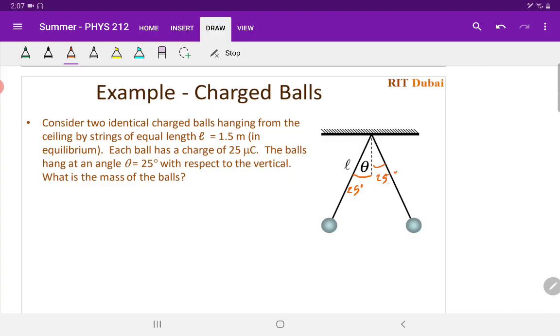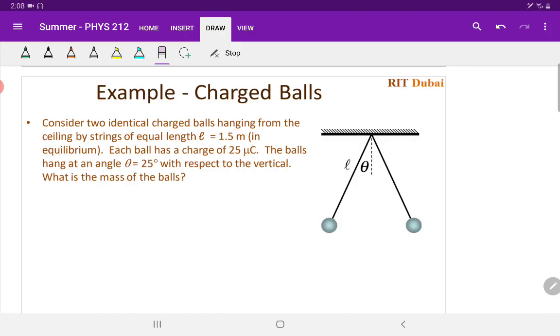This one is 25. Why? Because they are identical. And because of that we have what we call symmetry. Now, what is the mass of the balls? So the question here, we have all of the information that we need in order to find the mass of these two balls, which make them reach this static equilibrium.